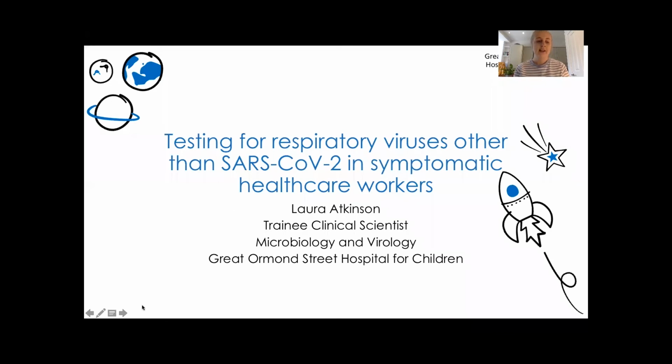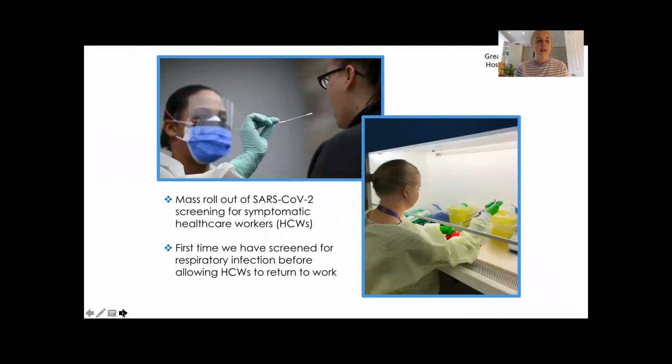Hi, my name's Laura, and I'm going to be talking about my research where I was testing for respiratory viruses other than SARS-CoV-2 in symptomatic healthcare workers. Since the beginning of the pandemic, healthcare workers with symptoms of a cough or a cold have been screened for SARS-CoV-2. This is the first time we've screened staff members for respiratory infection before allowing them to return to work.